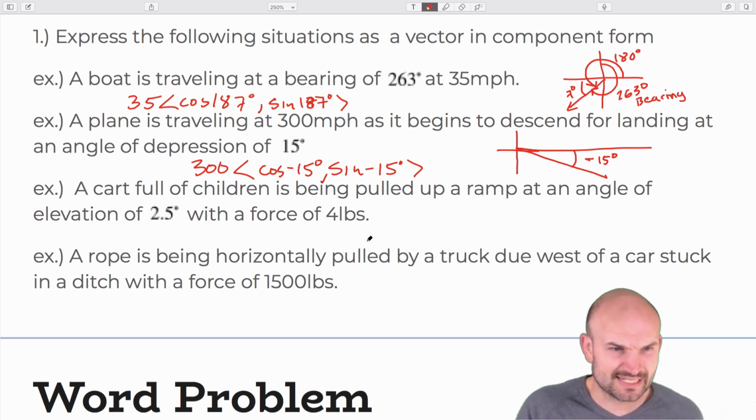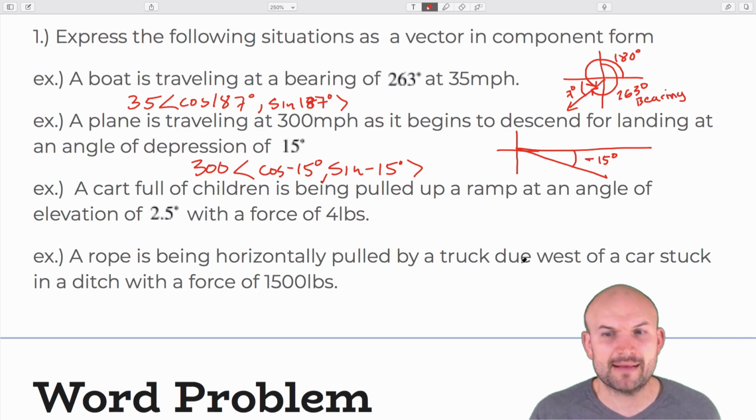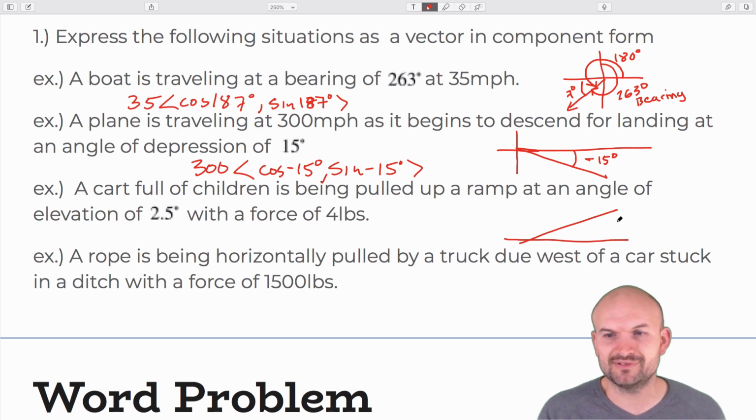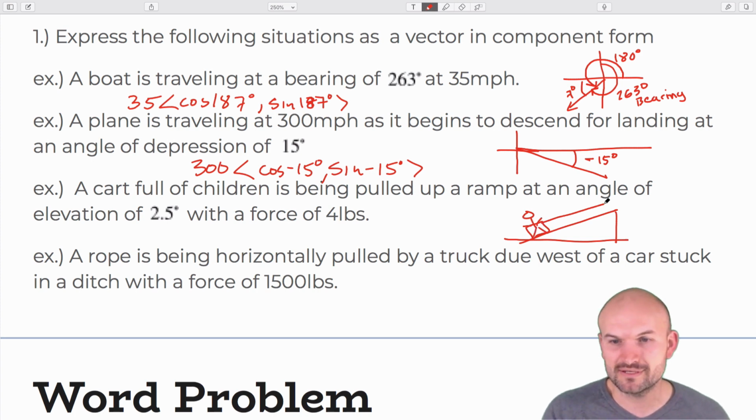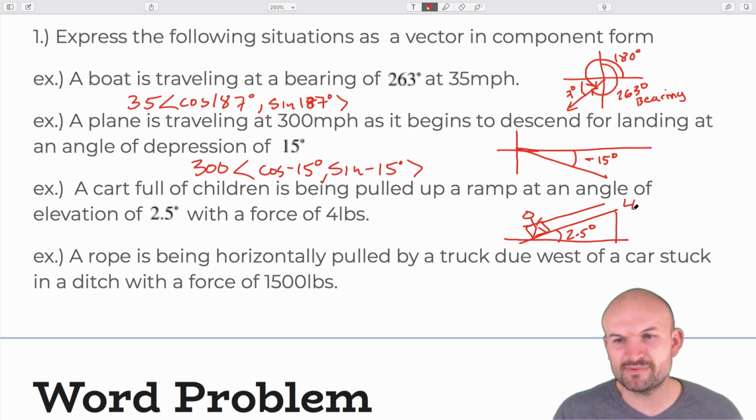All right, the next one is a cart full of children being pulled up a ramp at an angle of elevation of 2.5 degrees. So again, now we have a nice little ramp. Some people did really well with drawing a nice cart full of children. I'm not going to do anything special, but there we go. I have children and they're being pulled. But this angle of elevation here is going to be 2.5 degrees. And then the force is going to be 4 pounds.